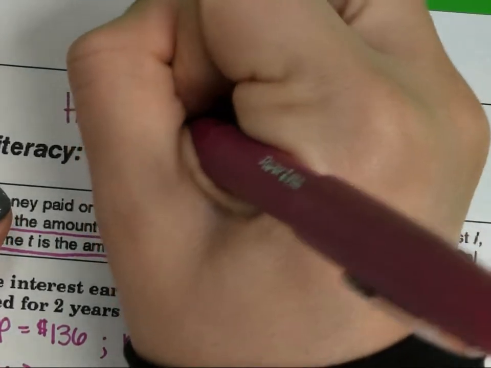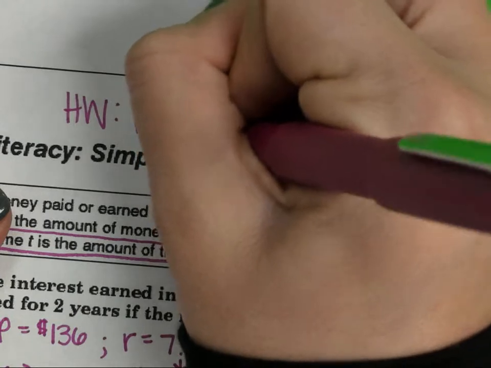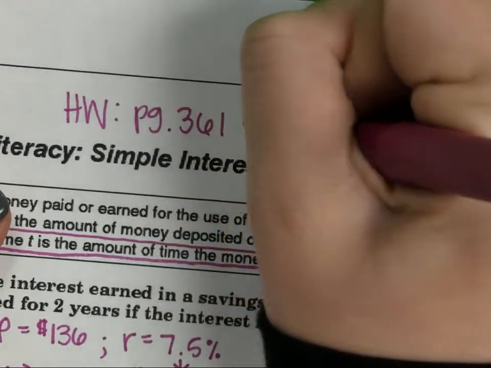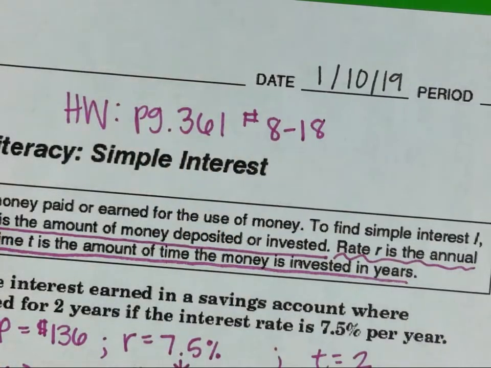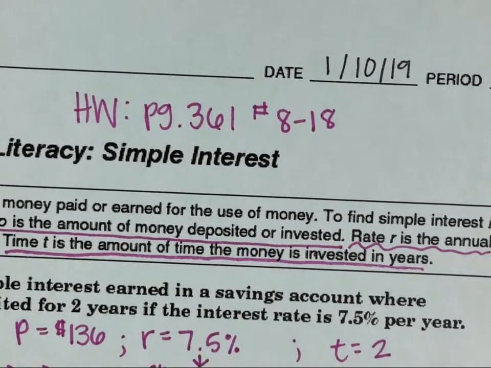All right, your homework is page 361, numbers 8 through 18. You should be able to finish this today, especially when we come back from lunch, okay? So everybody get started on your homework, so there should not be very much talking going on. You've at least got 8 minutes to work on this before we go to lunch.